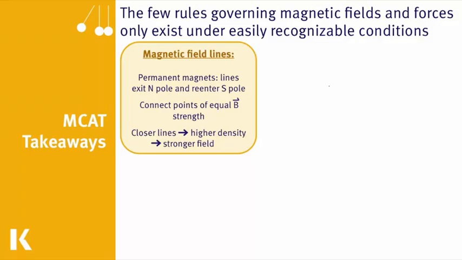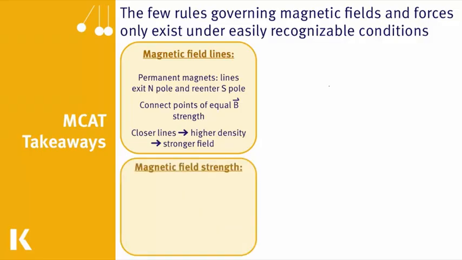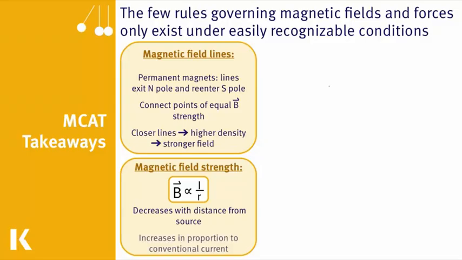And that magnetic field strength can vary in two ways. First, as you get farther from the source of the magnetic field, strength goes down. This works both for a permanent magnet and for a magnetic field caused by a wire. And also for the magnetic fields caused by current-carrying wires, the magnetic field increases along with the current.